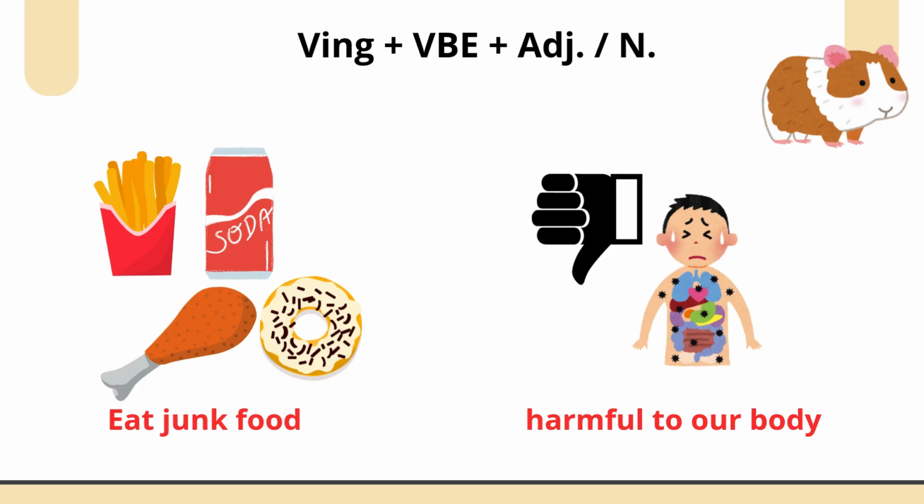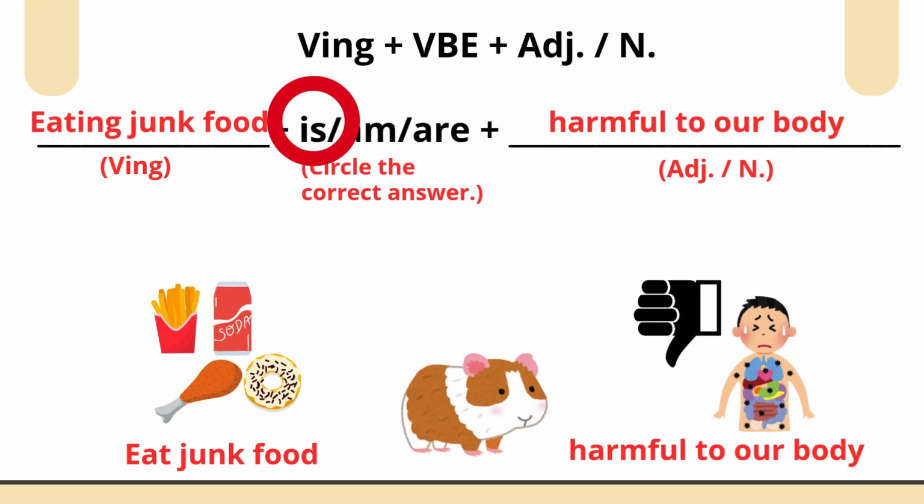Next, we see the words eat junk food and harmful to our body. Again, we change the verb into ing form, and here the verb apparently is eating. And where's the adjective? Right, harmful is the adjective. So we have eating junk food and harmful to our body. Don't forget again, eating junk food is a single behavior, and that's why we are choosing is here. And the entire answer will be eating junk food is harmful to our body, full stop.